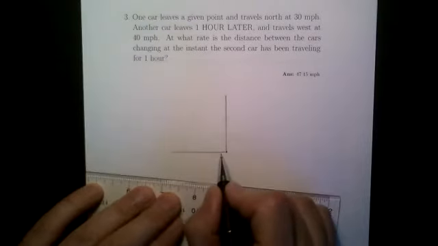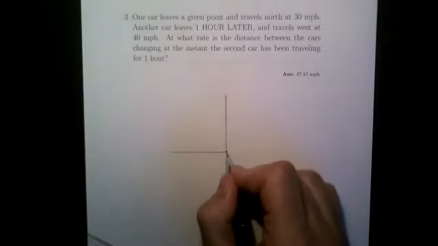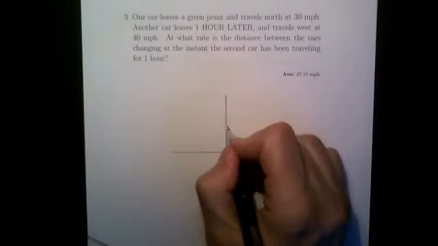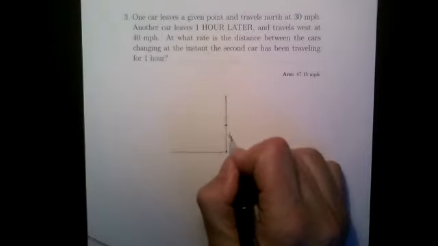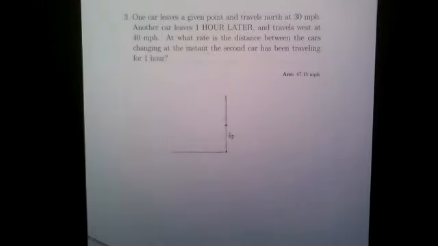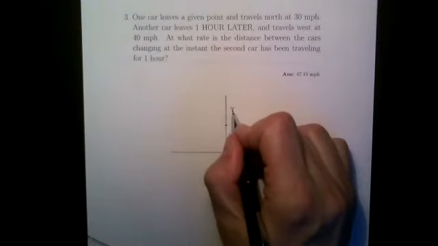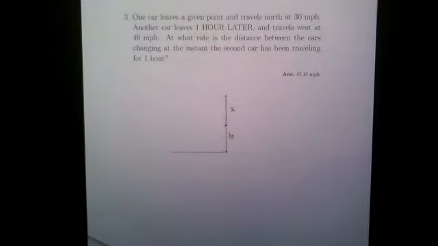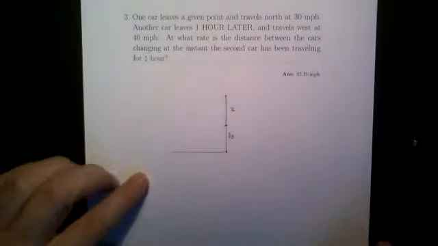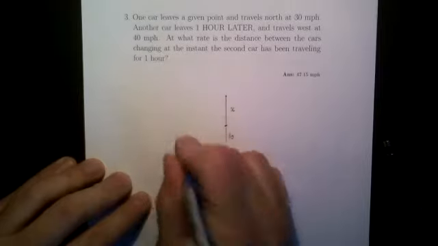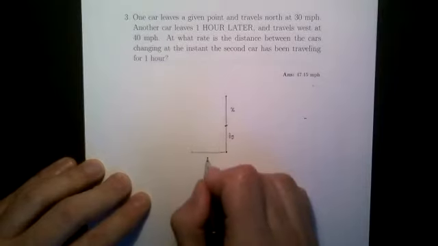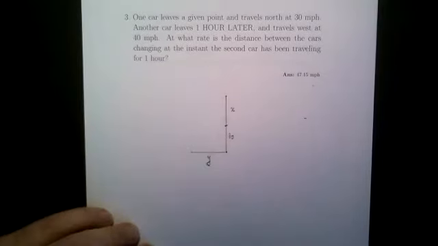But it starts 1 hour later. So after 1 hour, the car that's heading north has already traveled 30 miles. Then he's traveling the rest, a certain distance x. And this guy here, I'm going to draw it like this to make it a bit more realistic, is traveling at a certain speed y. Do you understand the picture here?